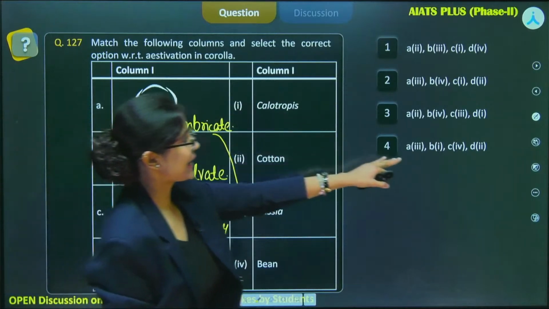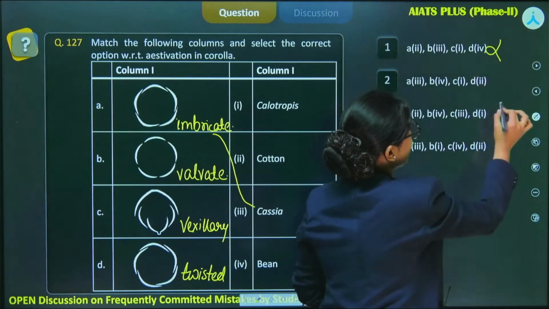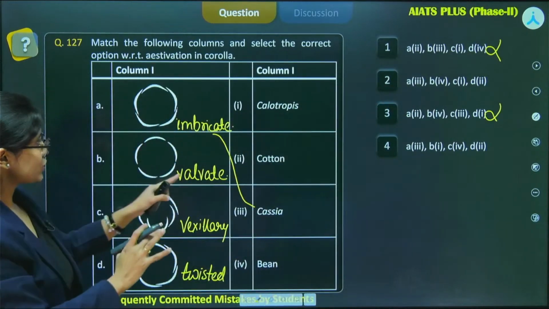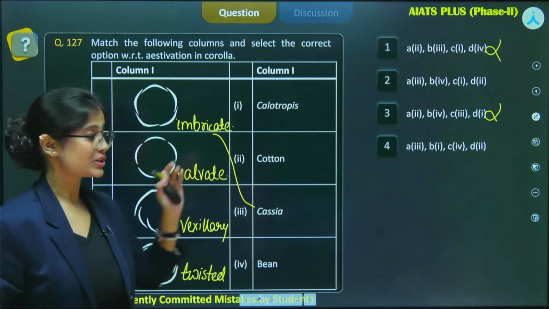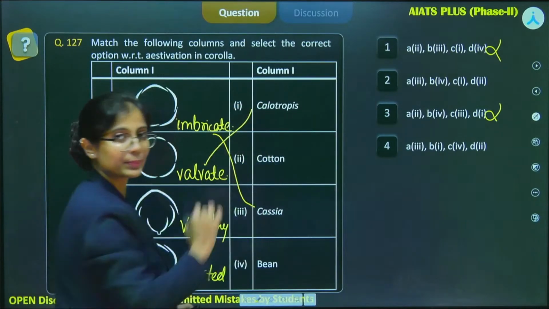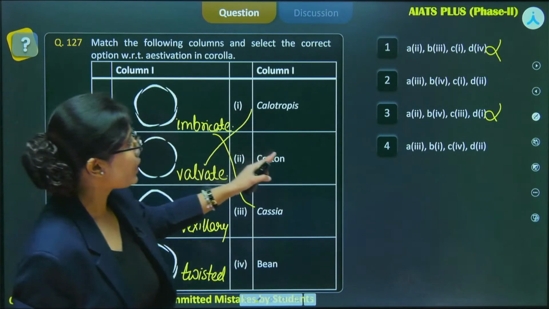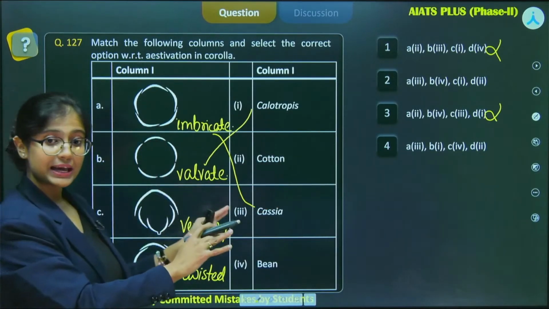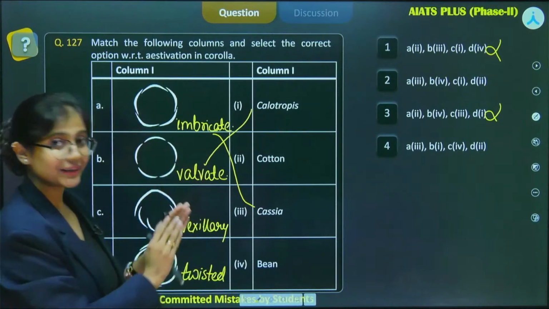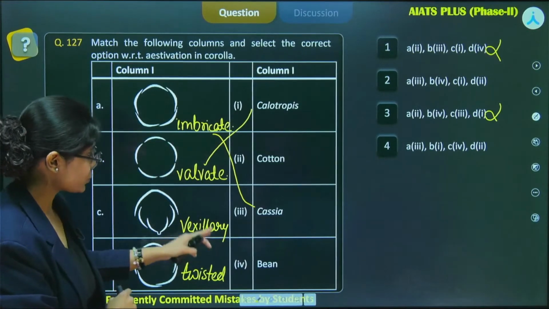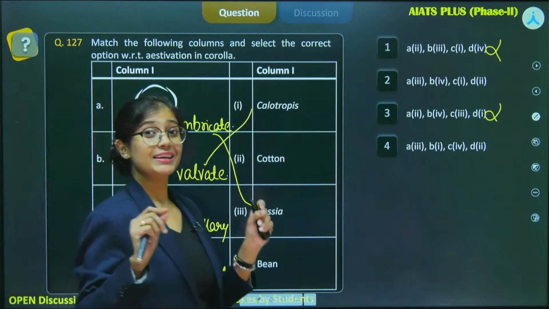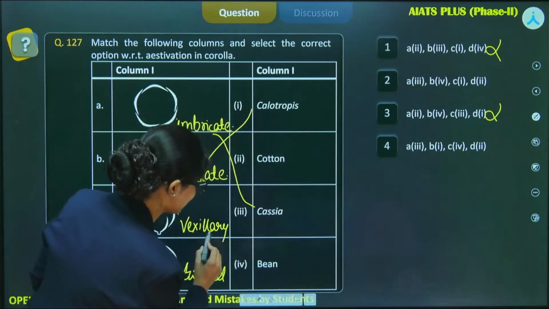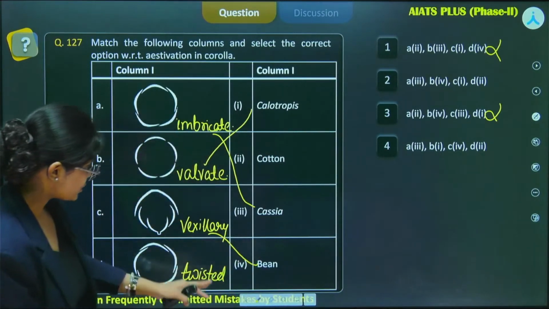So from this I can rule out option 1 and option 3, as they are claiming that A matches with 2. Now next one is valvate. Valvate aestivation is observed in Calotropis. So B matches with 1, which is correctly depicted in option 4. Right. So from this only I can hit the correct answer. But let's move ahead. Next one is vexillary, which I have told you is particularly found in the members of Fabaceae, and the member of Fabaceae is bean. So C matches with 4.